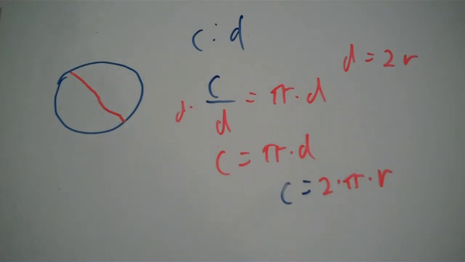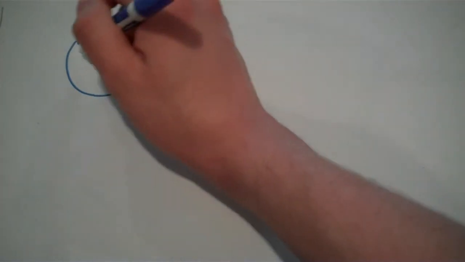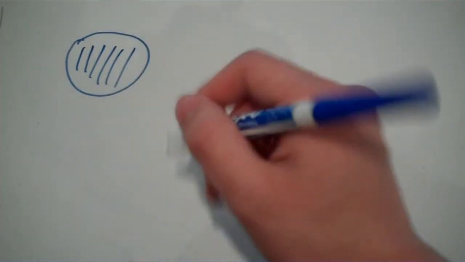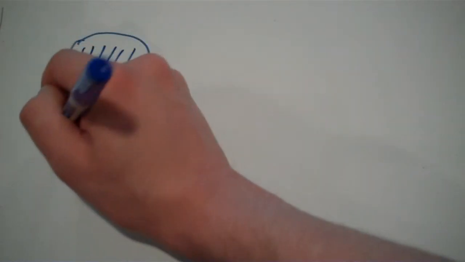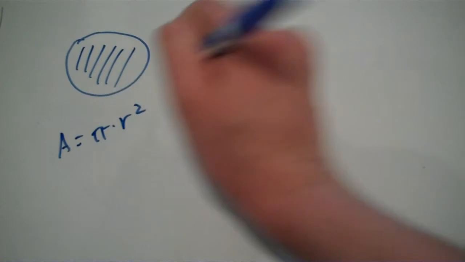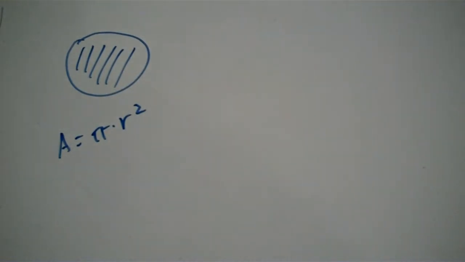And this is an incredibly useful formula to have. Pi, of course, has uses beyond just the circumference of a circle. It's also good for the area. And the equation for that is A, for area, equals pi times r squared. So if you ever want to find the area of a circle, you just use that.